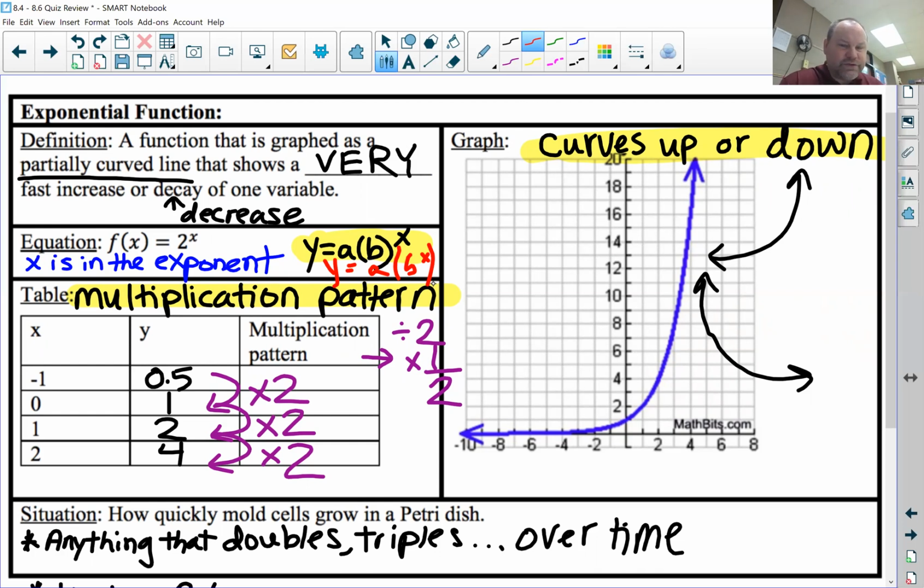There are times when the base, the number that's to the power, is a fraction, and that would show decay, and it almost looks like we're dividing. So it might be like dividing by 2. Well, dividing by 2 is the same as multiplying by a half. So it's still that multiplication pattern. We're just multiplying by a fraction.